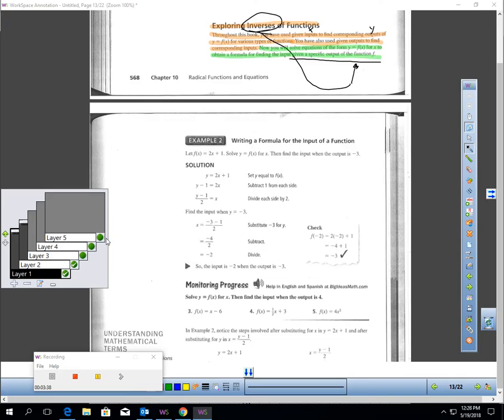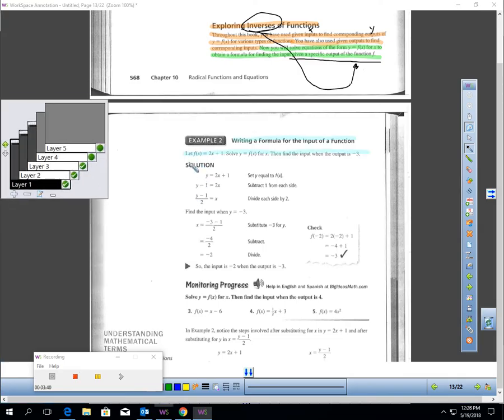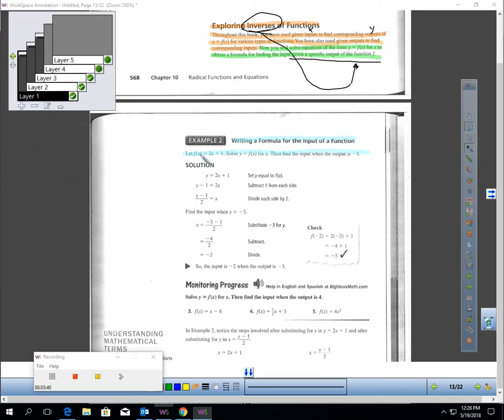Look at this example. This shows it really easily. Let f of x equals 2x plus 1. Solve y equals f of x for x, and then find the input when the output's -3. So they're saying, this is like having y equals 2x plus 1, so that's what they wrote. Solve for x. Take away 1 from each side. Now y minus 1 would equal 2x. Now divide by 2 on each side. x equals (y minus 1) over 2. You just wrote the inverse of the function.